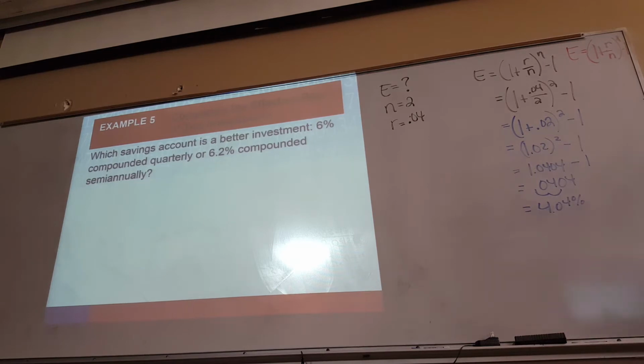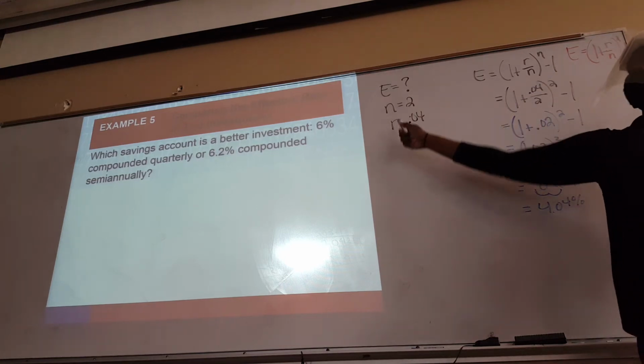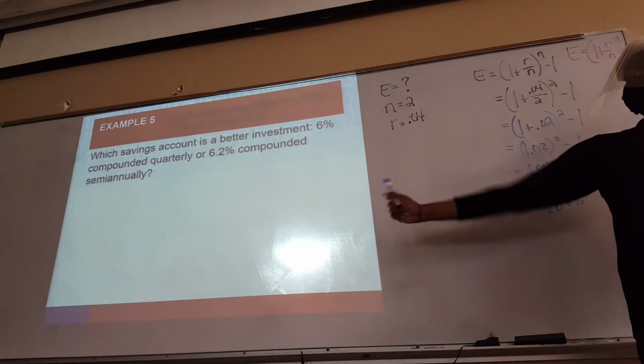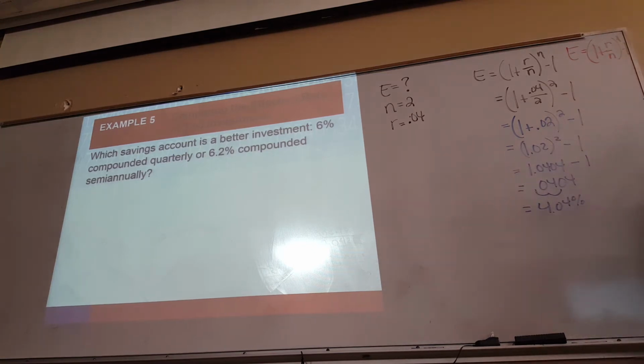All right, so I'm going to let you try this one, and it's kind of 2 in 1, but it's the same thing, and I'm going to leave this here so you can work it on your paper. It says, which savings account is a better investment? We have 6% compounded quarterly, and we have 6.2% compounded semi-annually. So that means we're going to take our same equation, identify what we have for both of those, and then solve. I'll give you about 2 or 3 minutes to do so, and then we'll work it together.